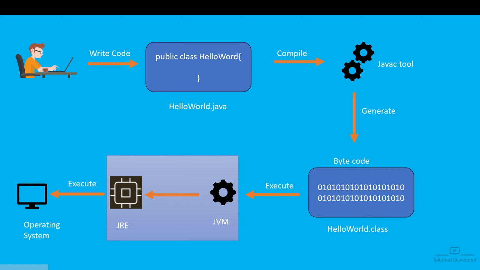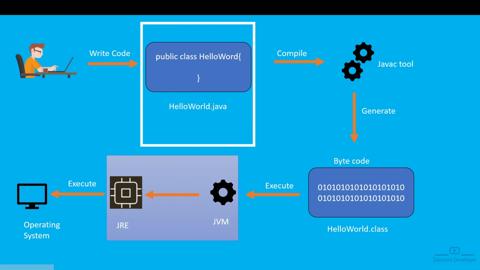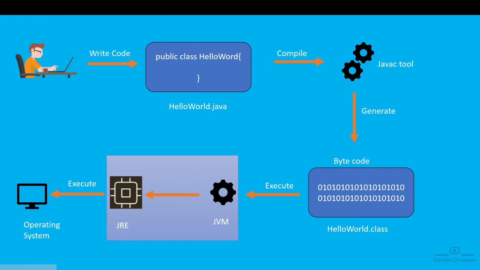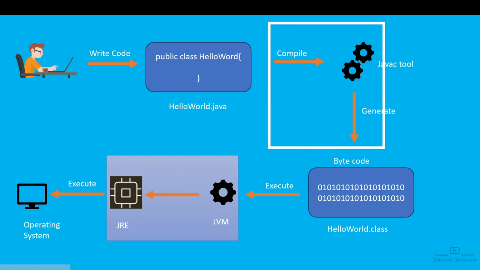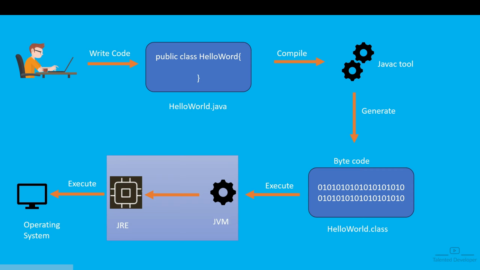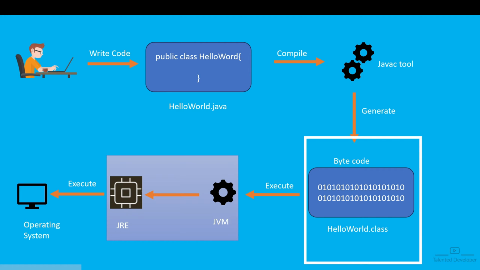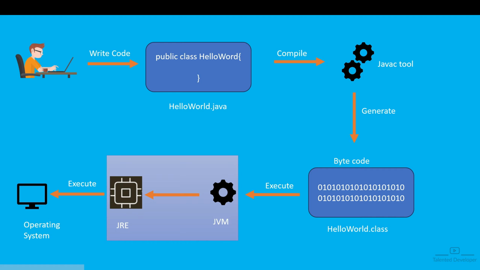You will write your code. Here the file will be HelloWorld.java. This is the source code, and you can write it in any text editor or any IDE, that means integrated development environment. Once your source code is ready, we have to do the compilation. When you compile your Java code using the javac tool, it converts the human readable source file into bytecode, that means a .class file. That will be a kind of binary, 0101 like that. That binary is going to help the JVM.